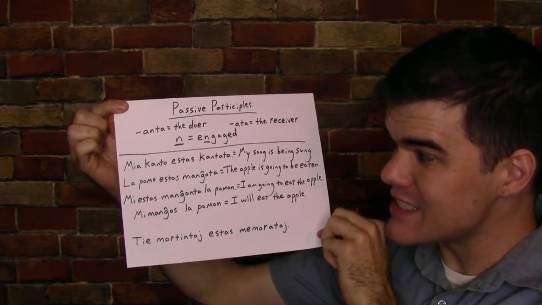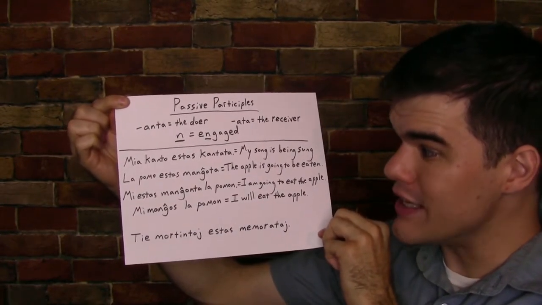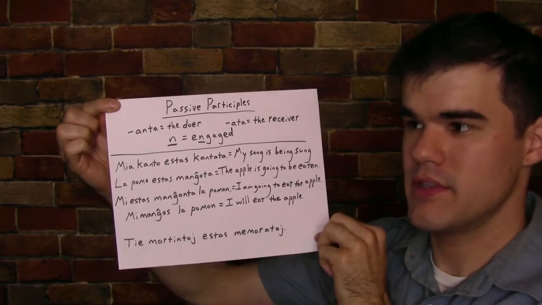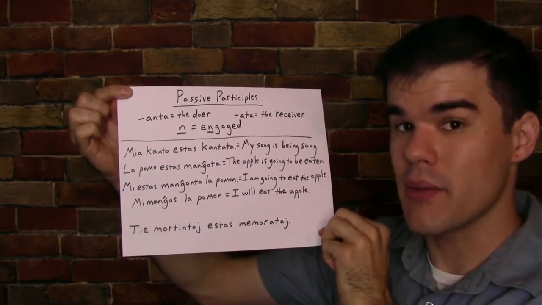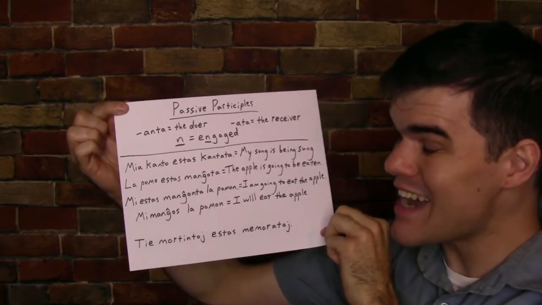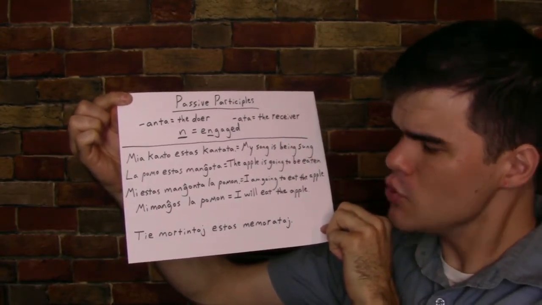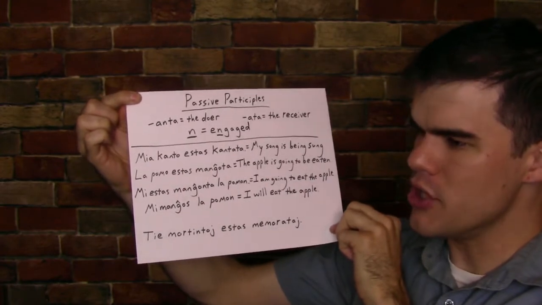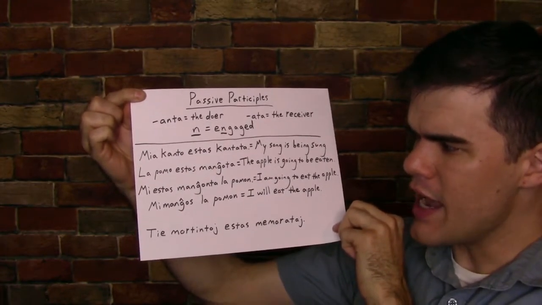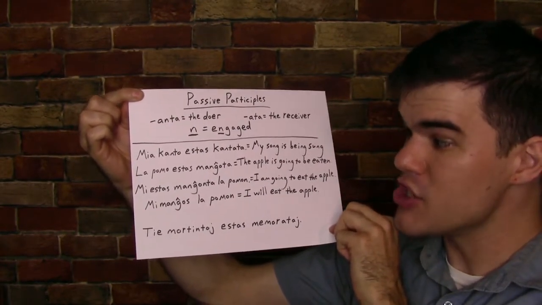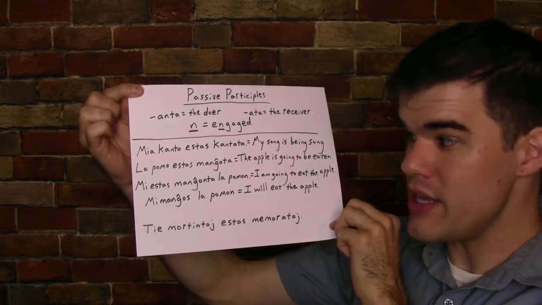Mia canto estas cantata. My song is being sung. It's not singing itself, it's being sung by someone else. So you'd say cantata. La pomo estas mangiota. Oh, well, look at that OT there. Well, there's no N there, so it's receiving action. And the O means future, so the apple is going to be eaten. It's a to-be-eaten apple.